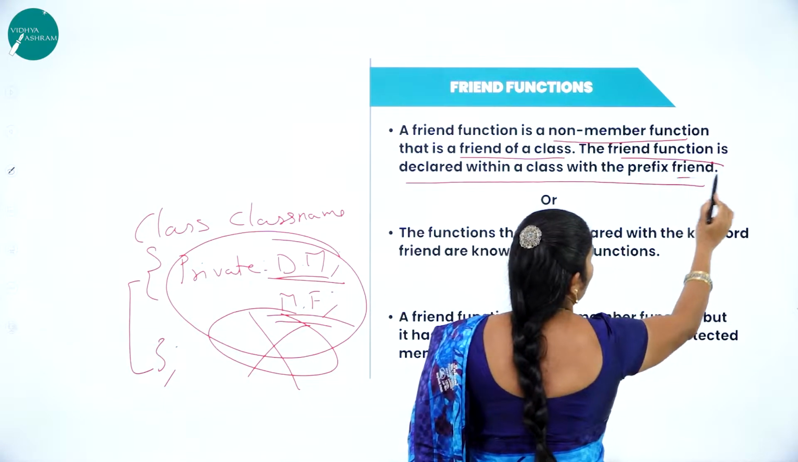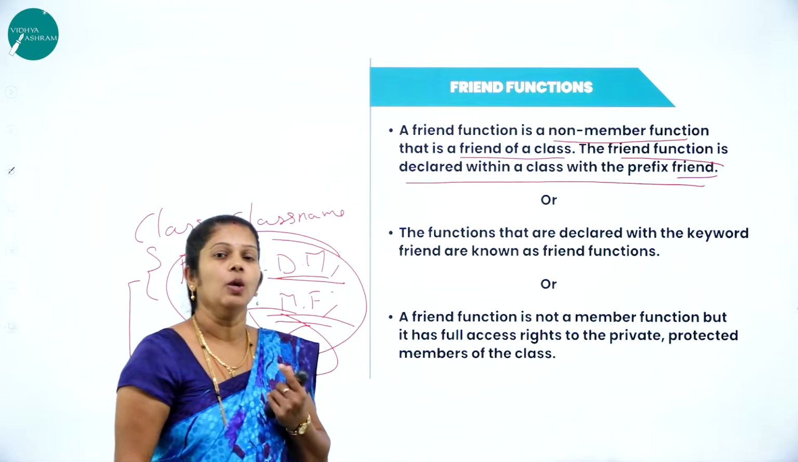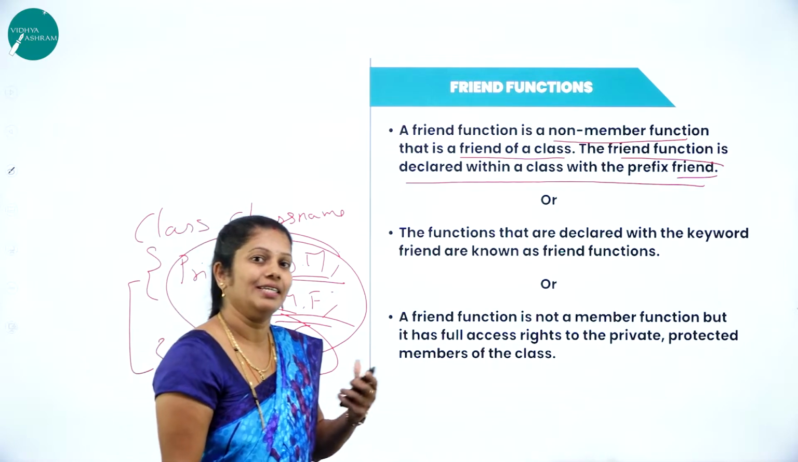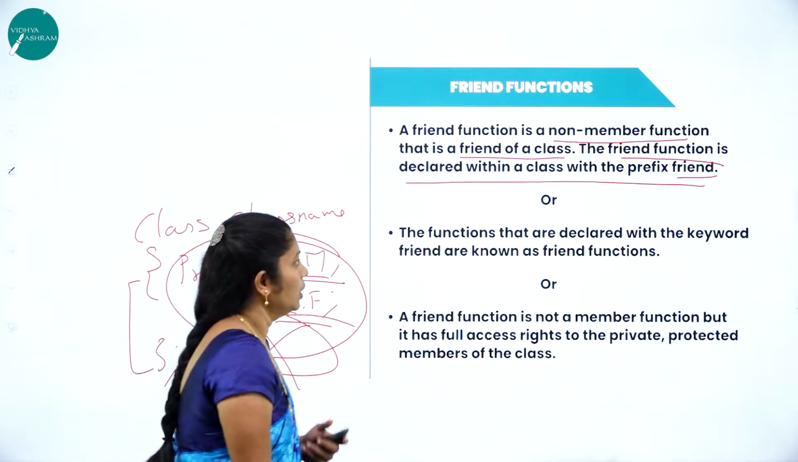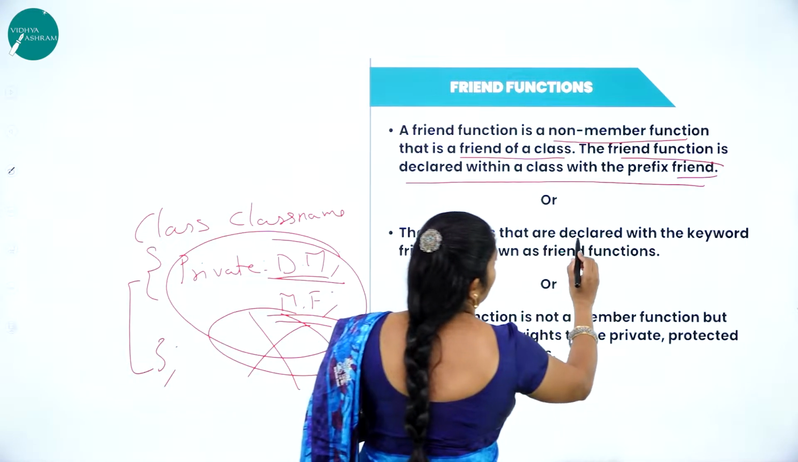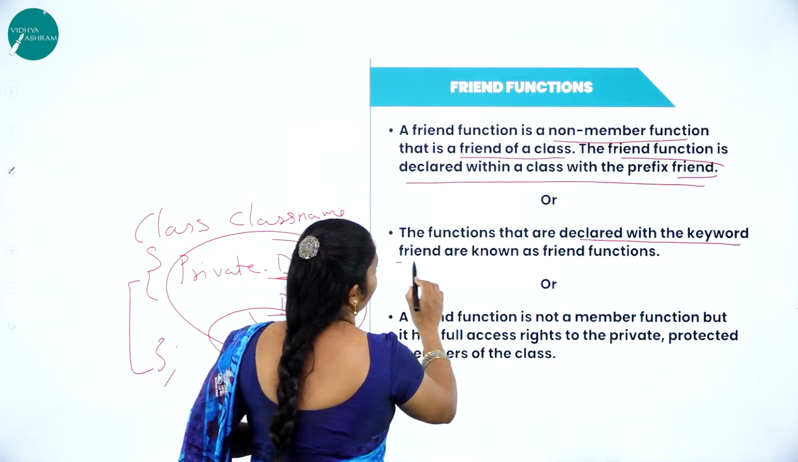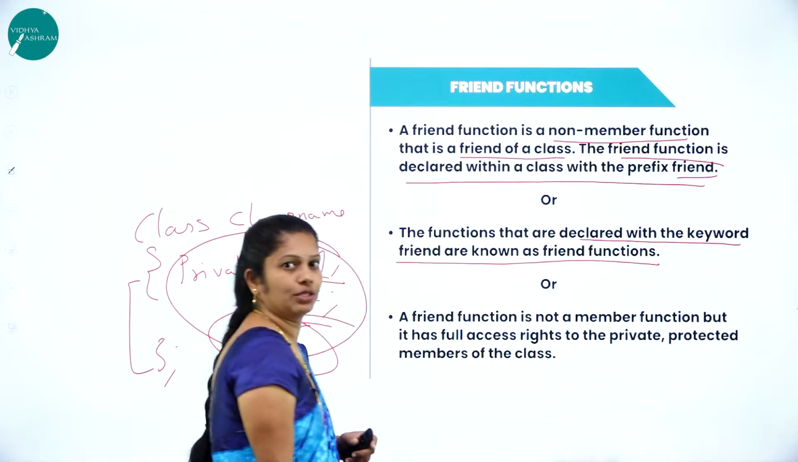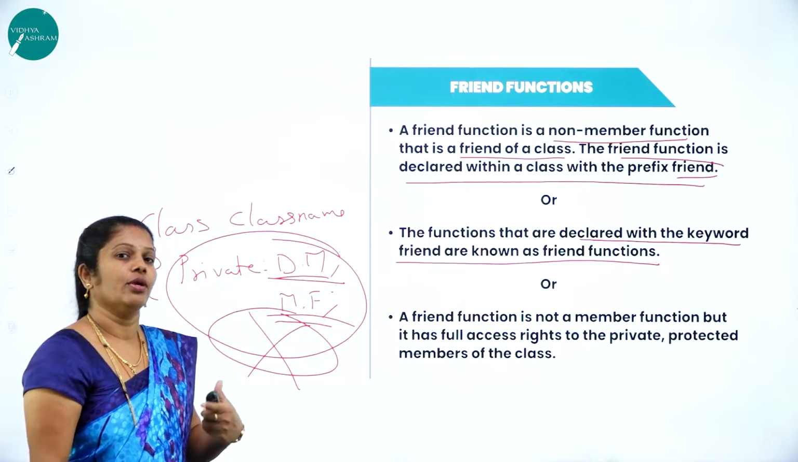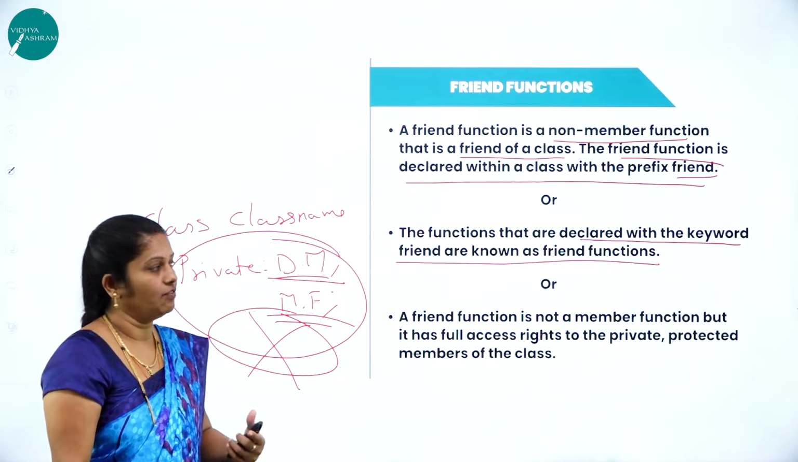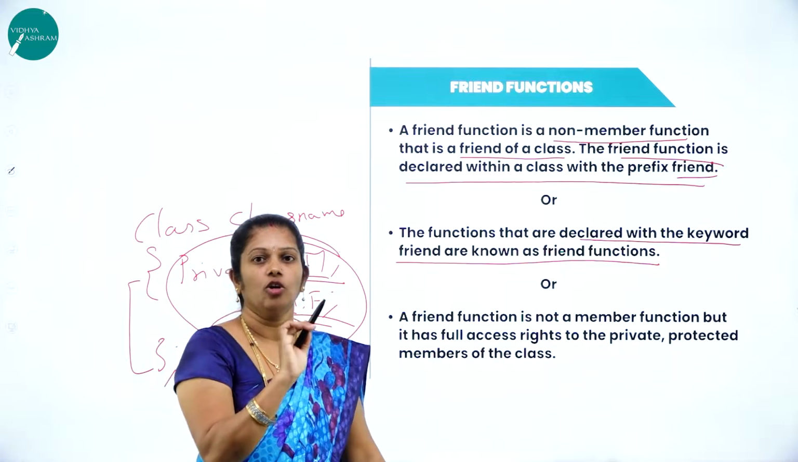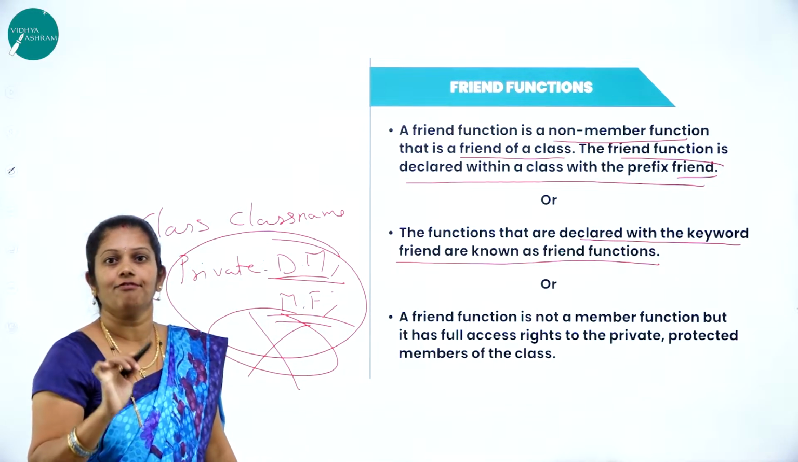Compulsorily, we have to prefix it with friend only. Then only we can access your private data as well as protected data, functions, everything. Whereas the functions that are declared with the keyword friend are known as friend functions. Before mentioning that particular function, if I write friend, then it does not belong to that particular class. It is just a friend of a class.